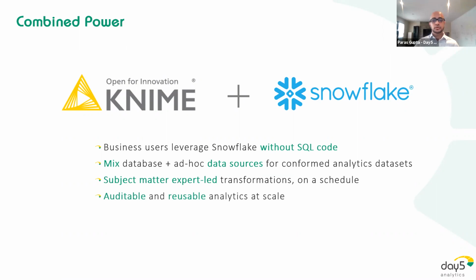It's auditable and reusable, which is primarily due to how KNIME is set up as a tool with building blocks. It's very easy to share, easy to change, and it's transparent. You can see exactly what's going on at each step of the process. And then it's nimble yet governed.